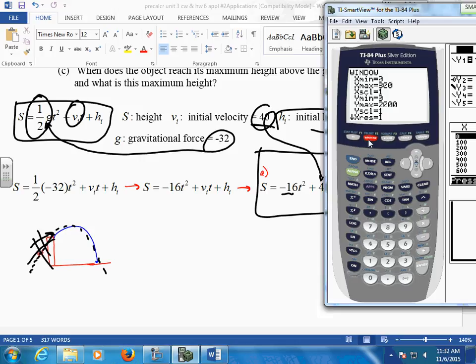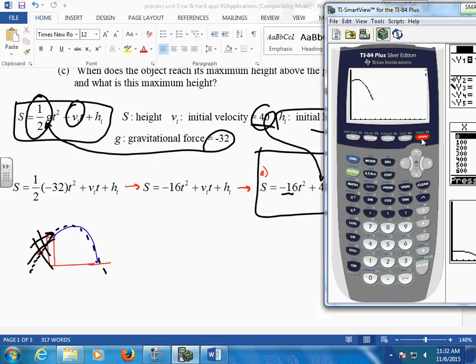Seconds. 15? Okay, let's try 15. If I'm already standing on a building that's 300 feet high, and I'm shooting up this object, what do you think my y max could be? Well, I'm already 300 feet off the ground. 500. Well, 600. Okay, so let's go with 400. You're not that far off the ground, right?